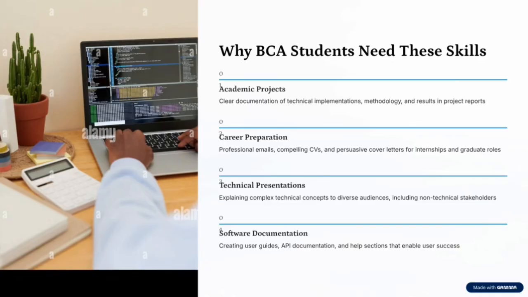Second is career preparation. Whenever you make a CV, what is a CV? The language of a CV is very different from the language of an essay. So a CV is a technical document. Why?